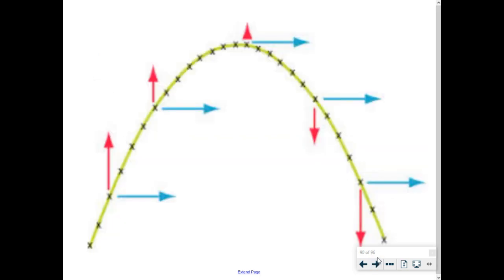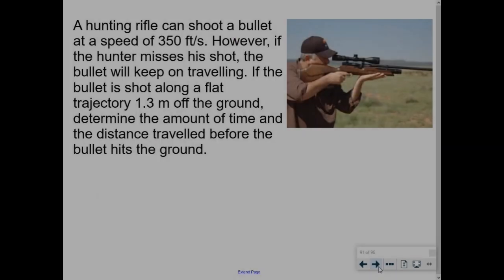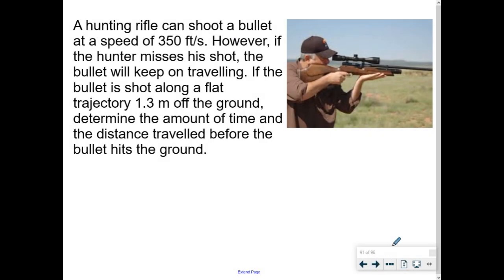And so let's get to another picture here that kind of shows this, right? In the x direction it's always consistent, but in the y direction it's constantly changing due to the fact that gravity is going to make it go up and back down. So here we go. Here's our first example.